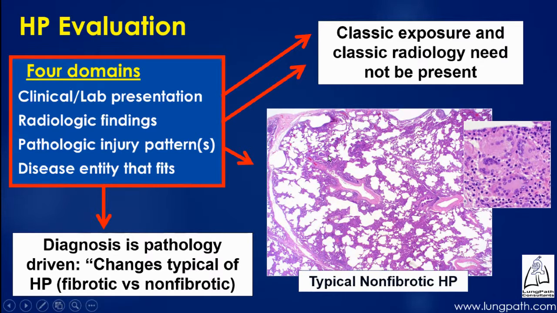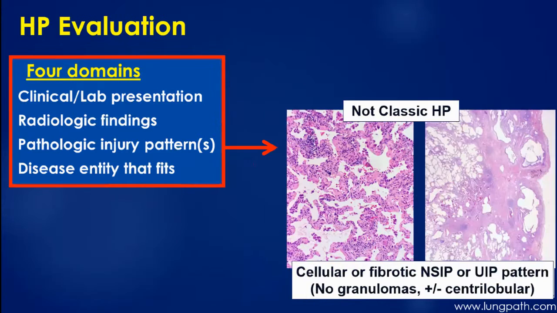Well, in not all cases is the pathology that distinctive. You can imagine another scenario where your biopsy does not show classic hypersensitivity pneumonitis. You just have a cellular interstitial infiltrate that could be due to lots of things, or you might even have a fibrosing pattern with honeycomb change, usual interstitial pneumonia that might or might not be due to hypersensitivity pneumonitis.